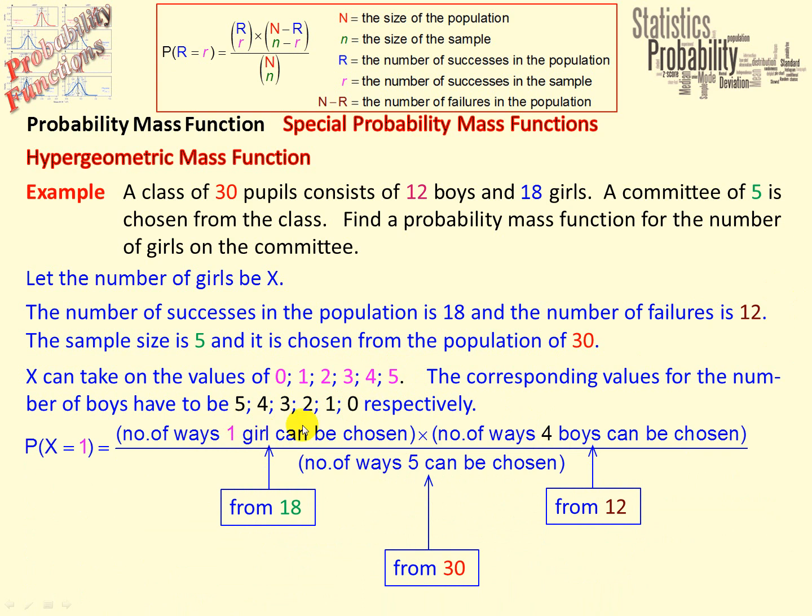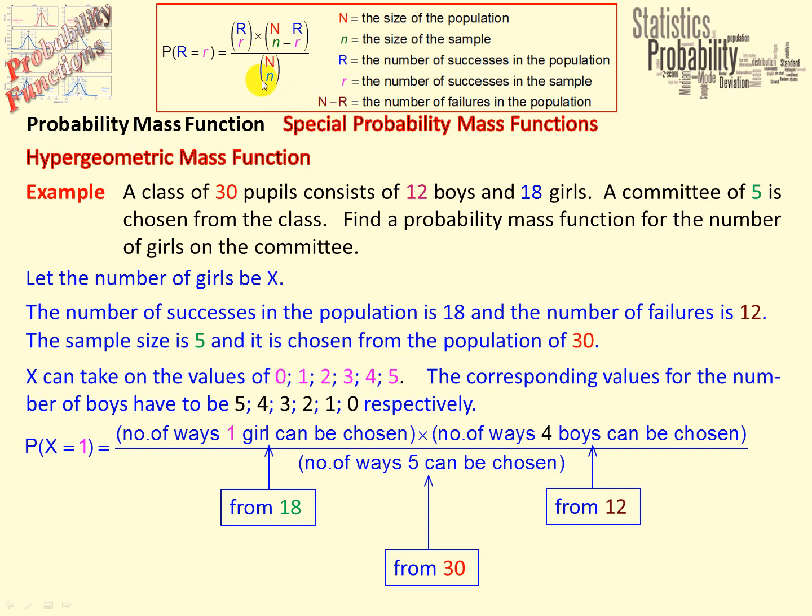So now, the number of ways in which one girl can be chosen from 18, because we're having one girl, is 1 from 18, which is a combination because order does not matter. The number of ways we can choose 4 boys from 12 is also a combination because order doesn't matter. That's where we get the combination for choosing one girl from 18, and we choose 4 boys from the 12.